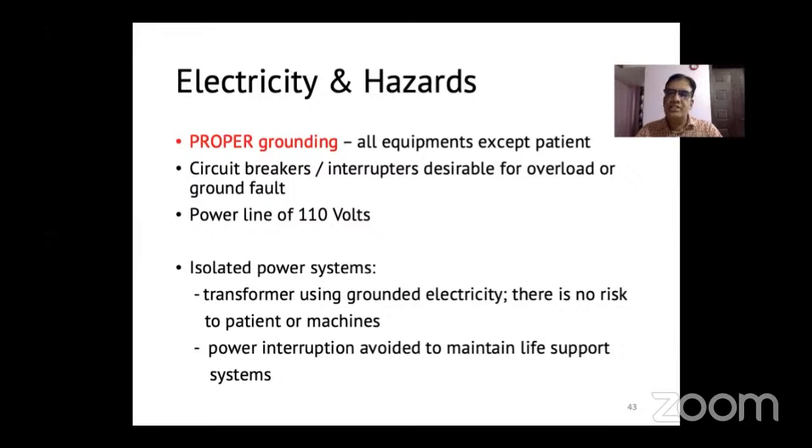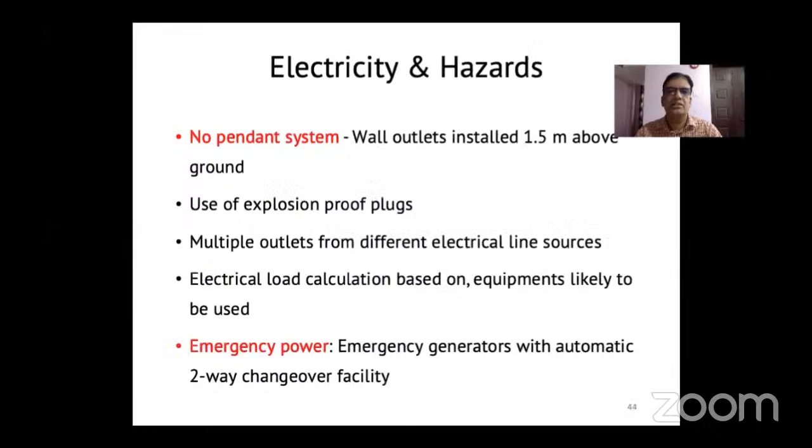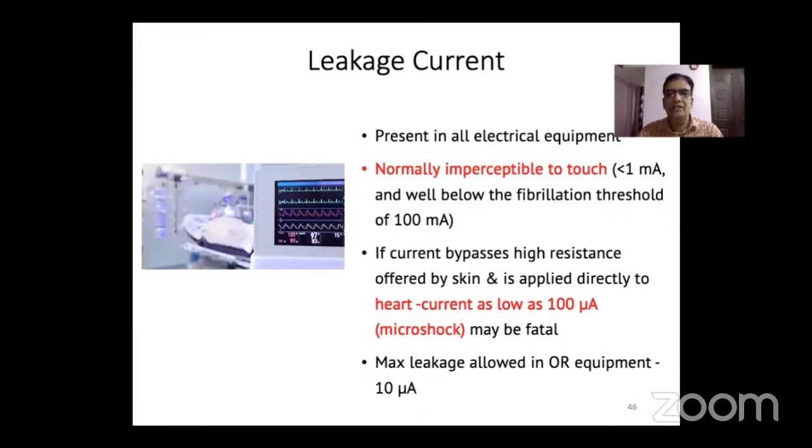When you use these devices, they are made in such a way that there is no interruption of power, so that we can continue the life support systems for the patients. If there are no pendant systems, we can still use wall outlets installed about 1.5 meters above the ground. We have to use explosion-proof plugs, and multiple outlets must be used from different electrical line sources. We should always decide beforehand the electrical load in the operation theatre based upon the material, equipment, and the patient turnover. There should always be a power backup with automatic two-way changeover facility. There should not be time delay.